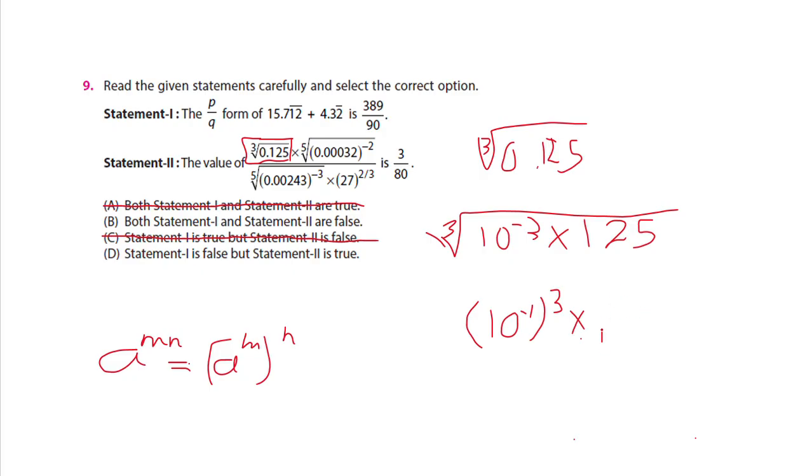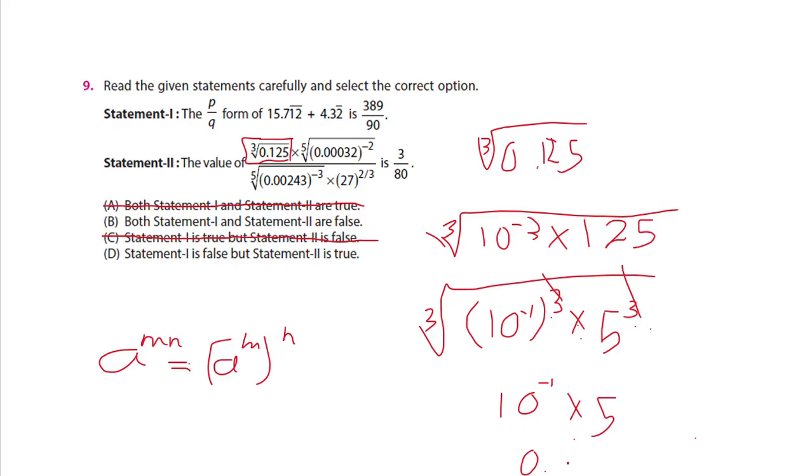Here now we can express 125 as 5 cubed, right? And now we have 2 cubed values here, so we can take the cube root out of both of these cubes. The final value that we have here will be 10 to the power negative 1 times 5, thus giving us 0.5. Now this is just an expanded version of the explanation of the total solution.